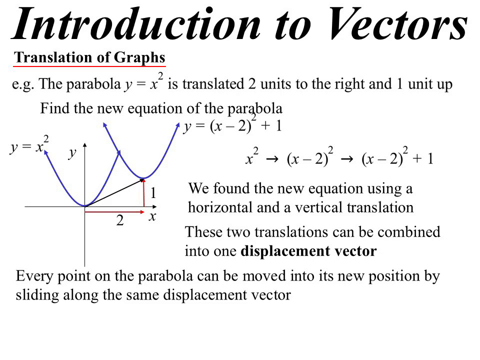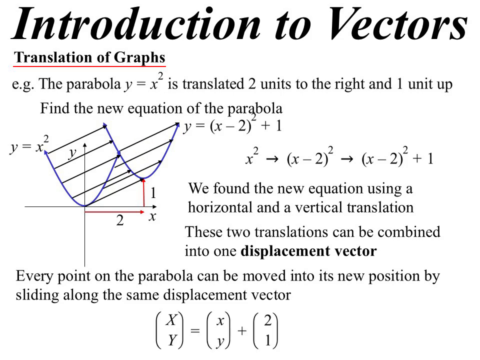It never changes. So I could have moved all of these different points, but you'll notice every one of those points has been moved along that same vector. That's the beauty of playing with vectors. I could write it this way then. This is what's called column notation for vectors. I'm using capital X and capital Y for the new equation so I don't get confused with what's the old one and what's the new one.